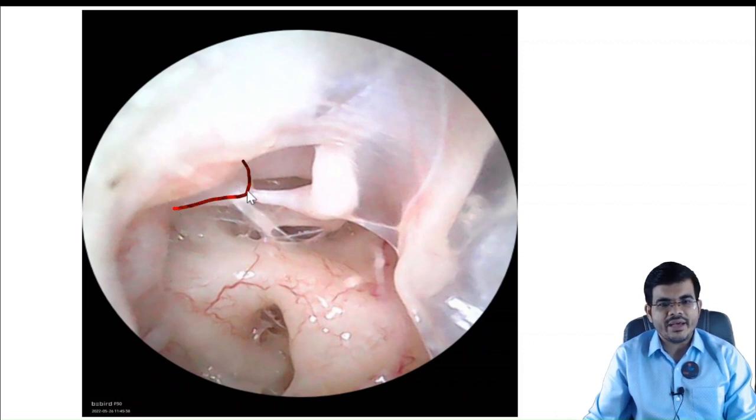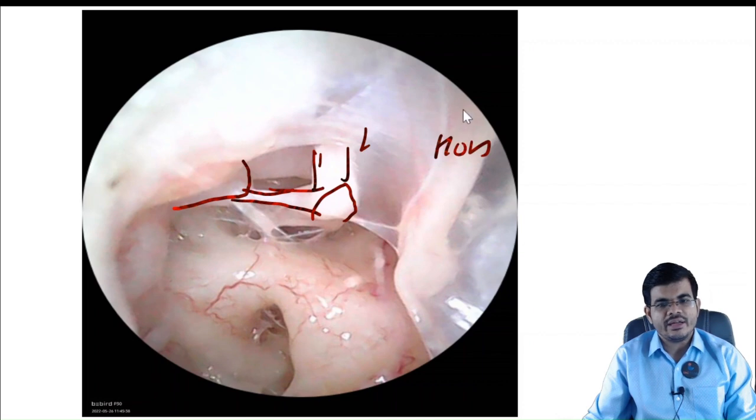And from the pyramid arises the stapedius tendon, and the stapedius tendon goes on to attach to the neck of the stapes. Okay, so you have the stapes head here, to which the lenticular process of incus is getting attached. This is the handle of malleus. This is the lenticular process.